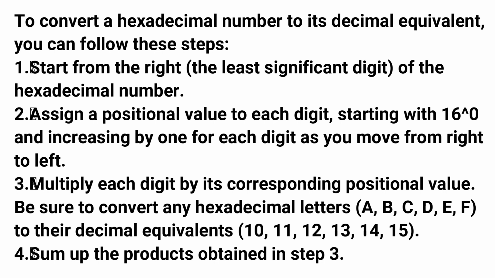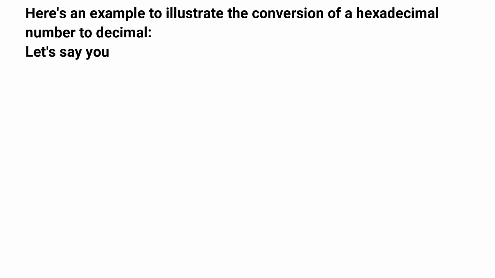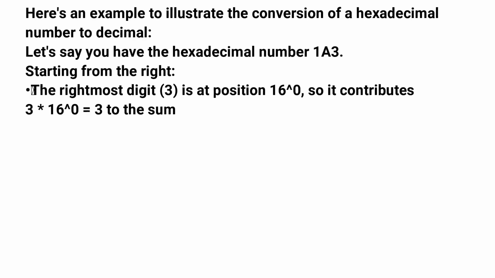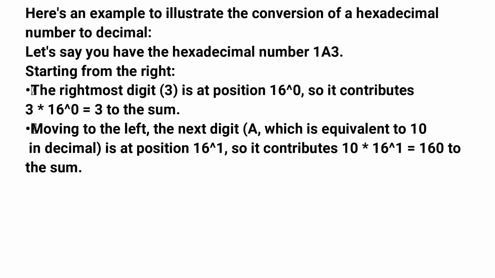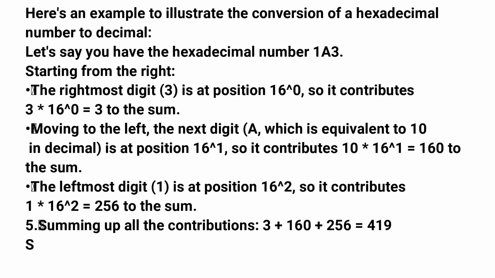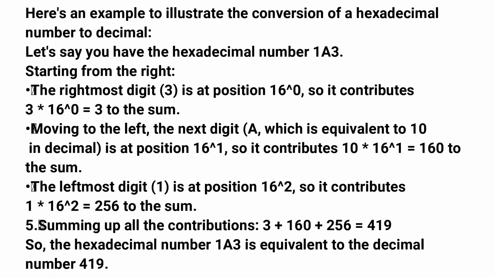3. Multiply each digit by its corresponding positional value. Be sure to convert any hexadecimal letters A, B, C, D, E, F to their decimal equivalents 10, 11, 12, 13, 14, 15. 4. Sum up the products obtained in step 3. Here's an example to illustrate the conversion of a hexadecimal number to decimal. Let's say you have the hexadecimal number 1A3.